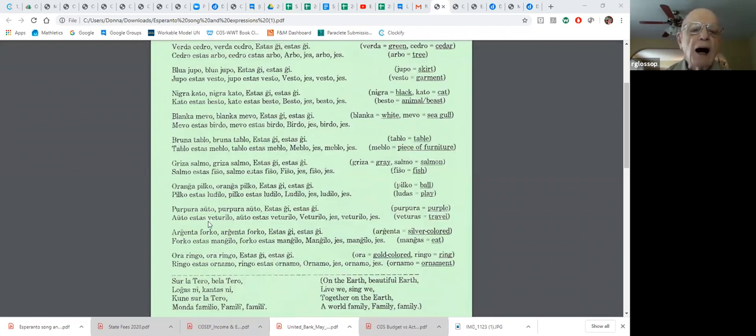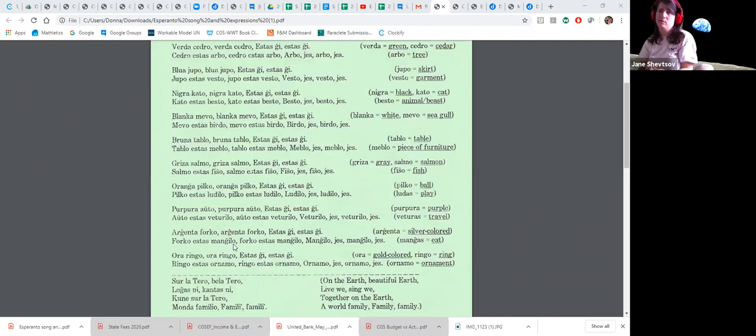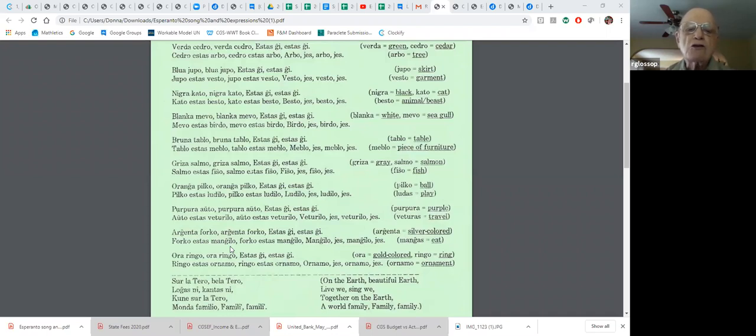In the next verse, auto estas veturilo. Veturi is a verb meaning to travel. So veturilo is an instrument for traveling. In the next verse, porko estas manĝilo. Manĝi means to eat. Manĝilo, therefore, is an instrument for eating. So a fork is an instrument for eating. So you see three verses in a row there that use the suffix ilo to indicate an instrument. And that was the point, to help people get used to the idea that in Esperanto we have these suffixes that have different meanings that you can put on different words, and the meaning of an instrument stays the same.